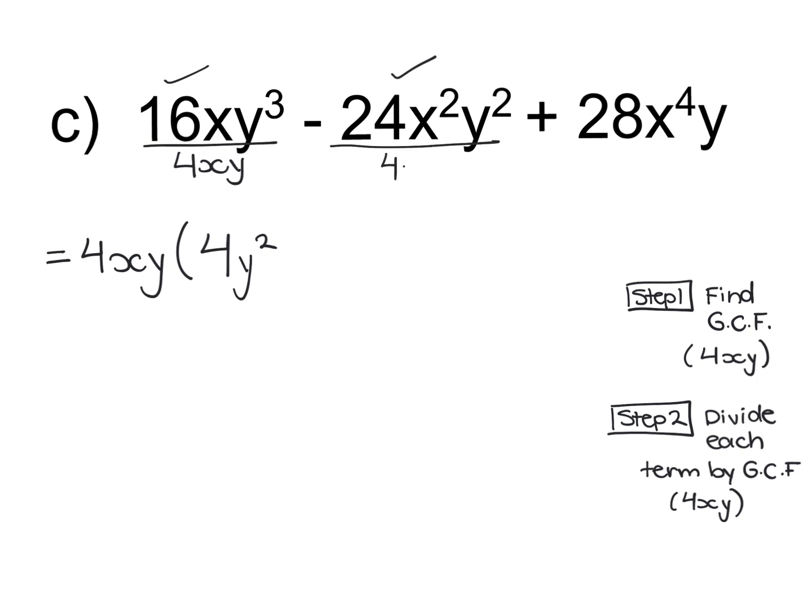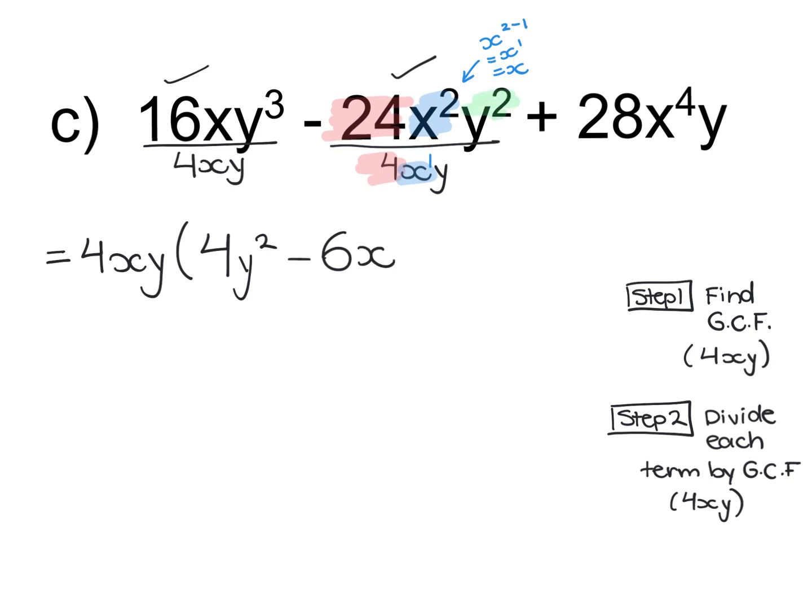Now let's do the second term and divide that by the greatest common factor. Now negative 24 divided by positive 4 would happen to be negative 6. Now let's focus on the x's, x to the power 2 and x to the power 1. So again, we are going to be subtracting the bottom exponent from the top one. So x squared divided by x is x to the power 1, which is the same thing as x. So let's leave that there.